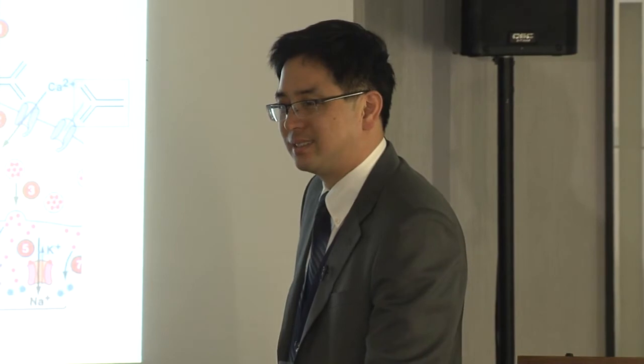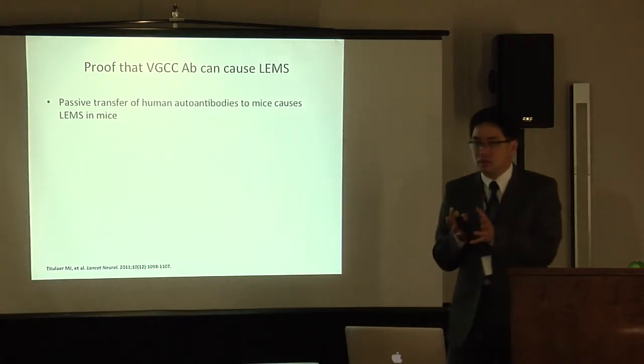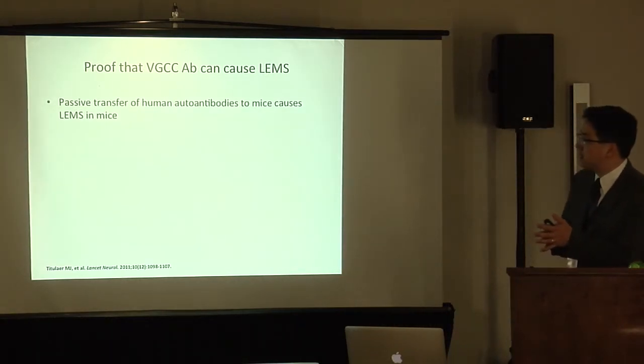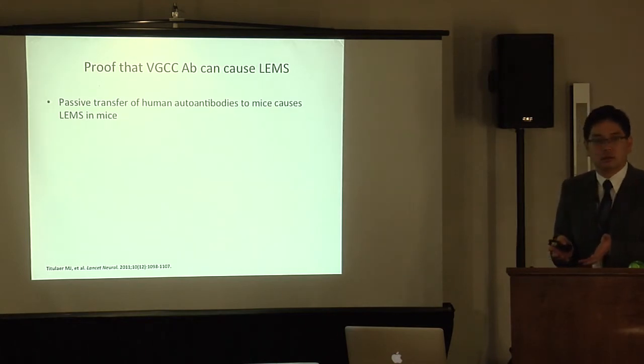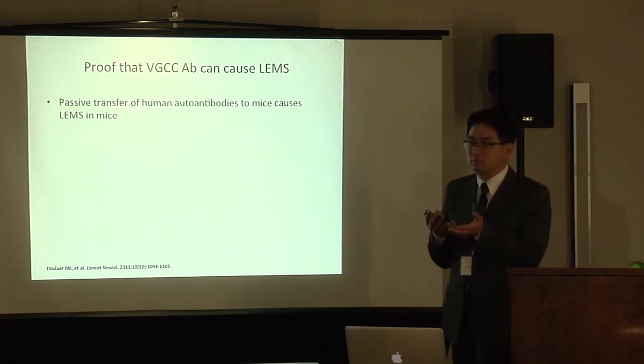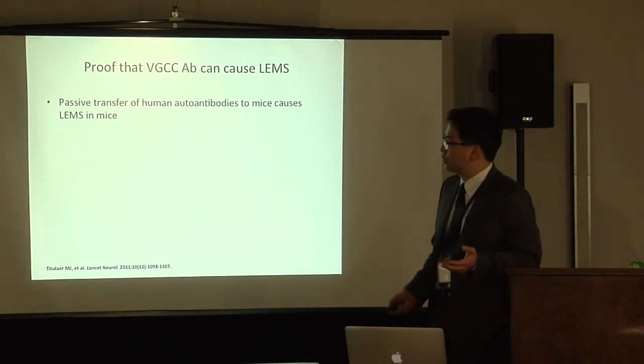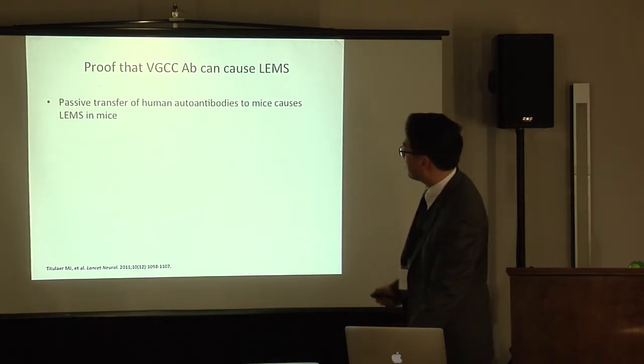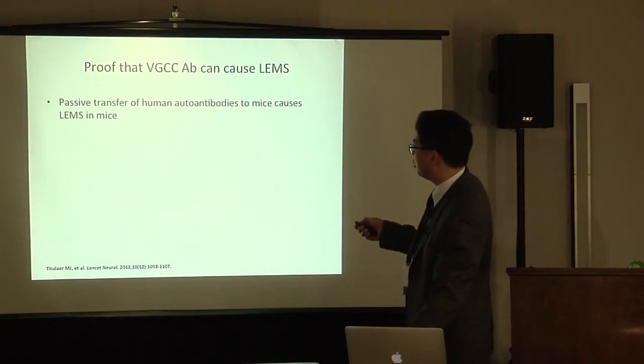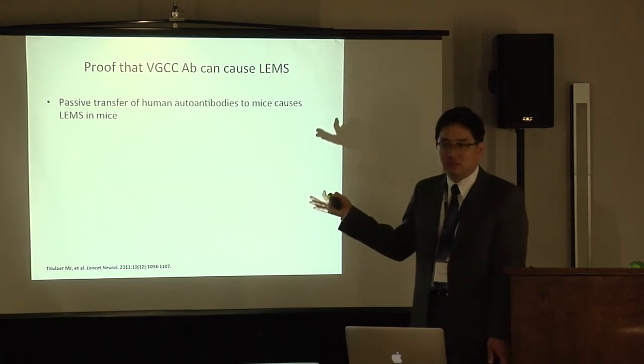So what's the proof? I mean, I'm telling you this. I show you some great pictures. Is this really true? I mean, do you believe this? Yeah, of course you do, because your doctor tells you so, right? The proof that voltage-gated calcium channel antibodies can cause LEMS. Well, there's some pretty good proof, okay? If you take human blood, human serum, and if you give it to mice, the mice get weak. Okay, so it seems like there is something in the human blood, and it's probably these antibodies which is doing it. So that seems to partially prove that the human antibodies that are in the serum can actually do it, even in other animals, even in mice.